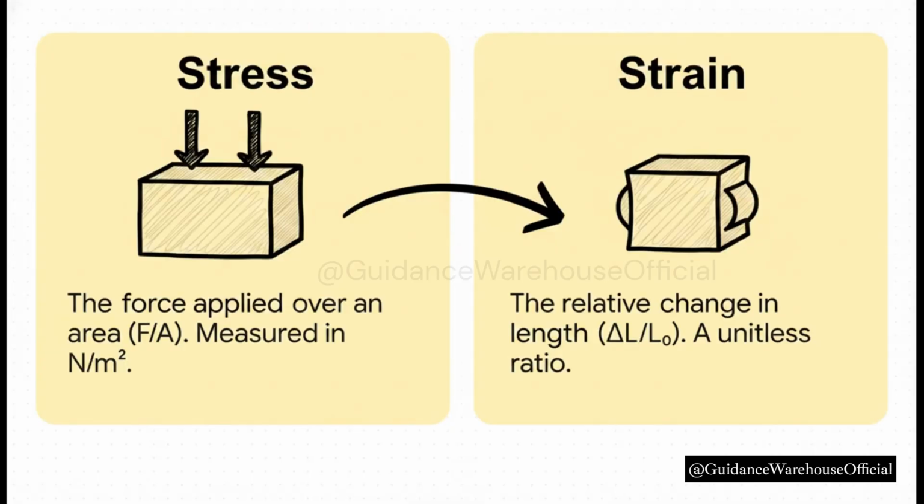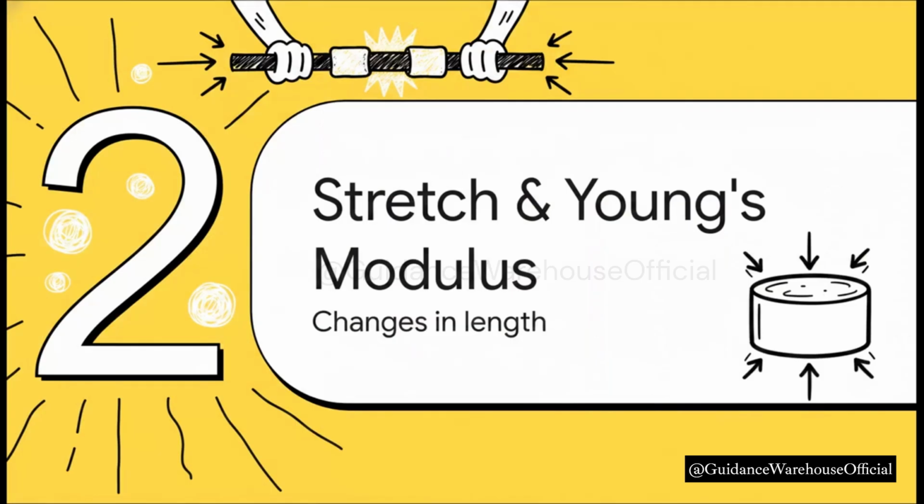Now, to really make this useful and universal, we need two key terms: stress and strain. And here's the deal. Stress is the force spread out over an area. It's what you do to the object. Strain, on the other hand, is how the object responds. It's the fractional or relative change in its shape. By thinking in terms of stress and strain, we can compare, say, a tiny steel wire to a massive steel I-beam and understand their properties in the exact same way. It's incredibly powerful.